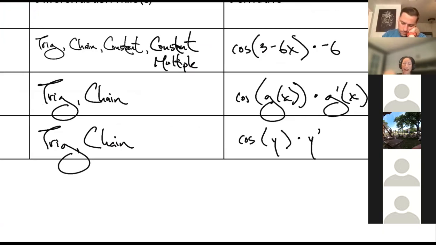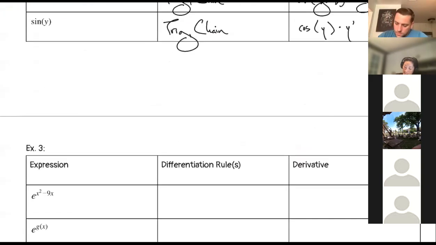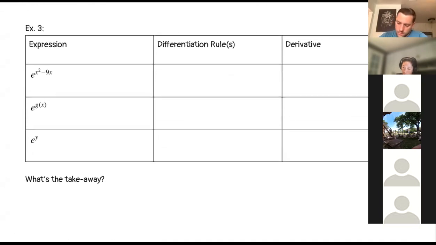And so think back to in your academic career when you only knew about x's and y's and the very first time your teacher was like f of x or g of x, right? We're almost kind of going backwards where sometimes we're just gonna write y instead of g of x or f of x, okay? All right, let's do one more set just to make sure we really know our rules. So let's do rules for this first one: e to the x squared minus 9x.